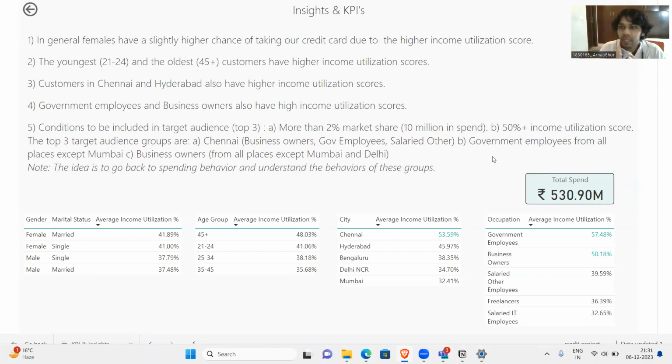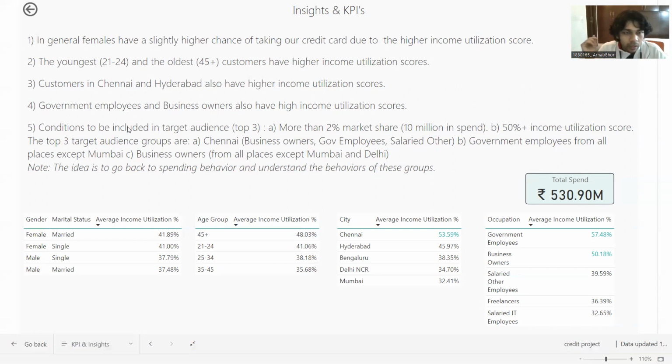Now, how do we form segments out of it so that we can have some kind of a target audience, right? Because for me, the use case is to have top three segments which are our target audience, and we want to observe their spending behaviors essentially. So the conditions on which I create my top three segments are, first of all, it should have a market share of more than 2%.